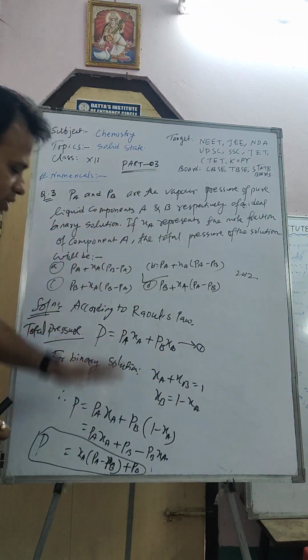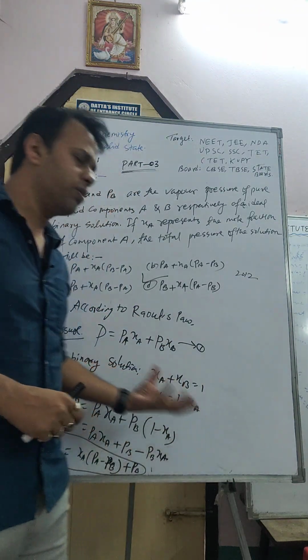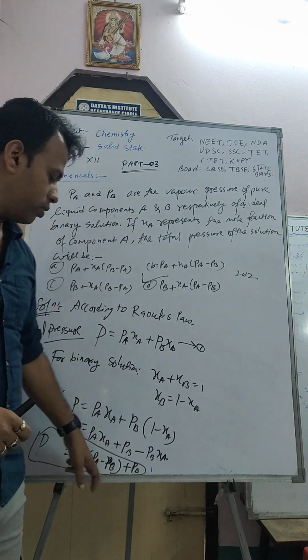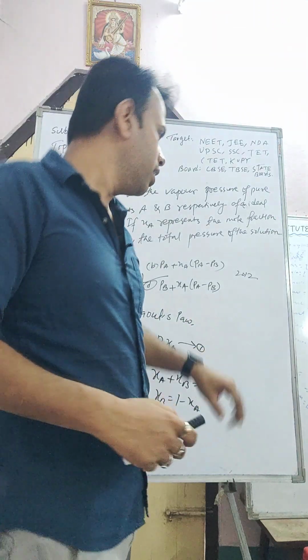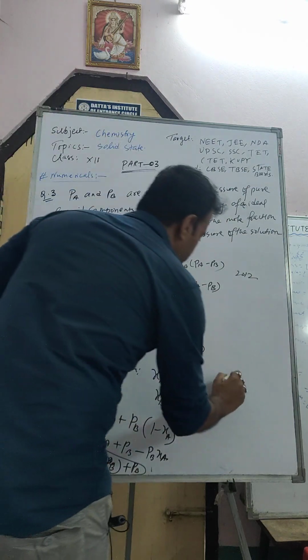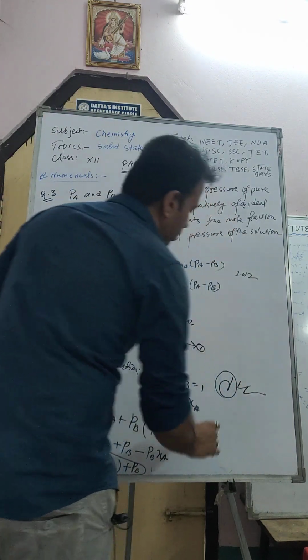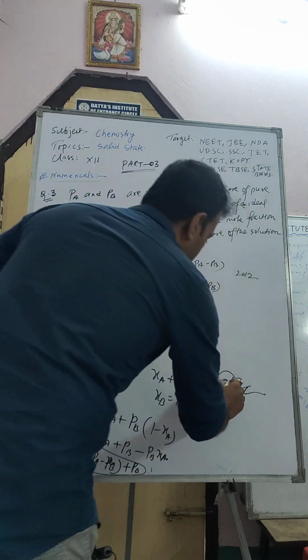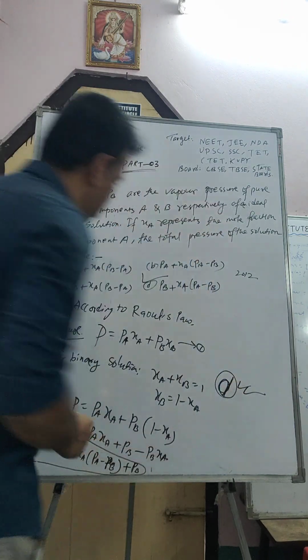I just put the value of XB in equation 1. After simplification, I just cross multiply this one. After simplification, P equals XA (PA minus PB) plus PB. So which option is matching here? Option D is correct. Option D is the correct option. I hope all of you got my point.